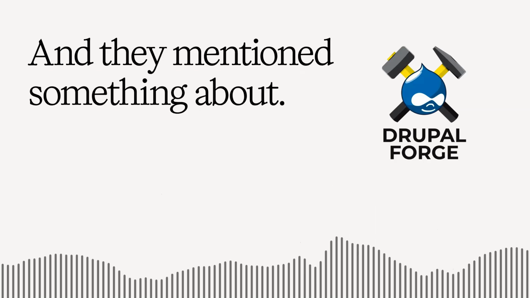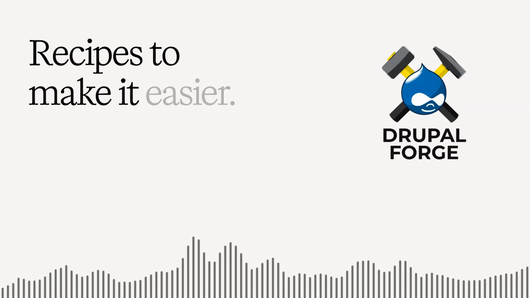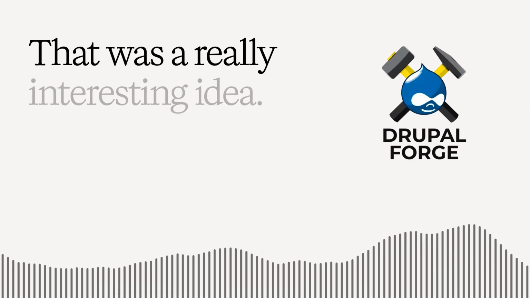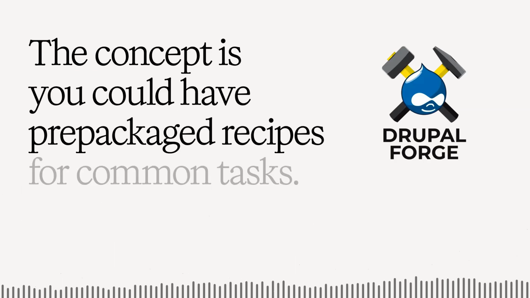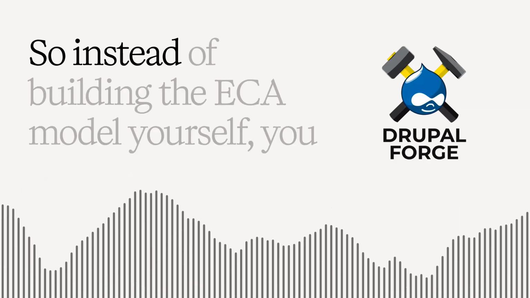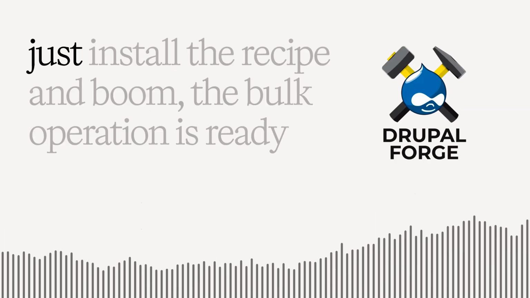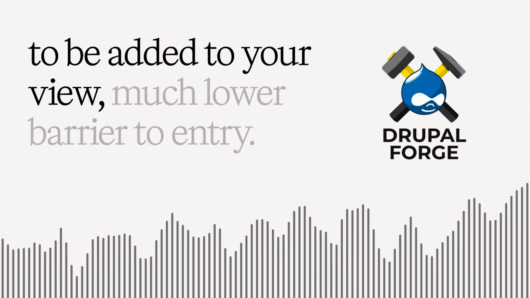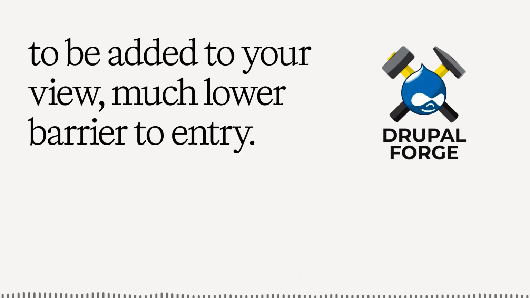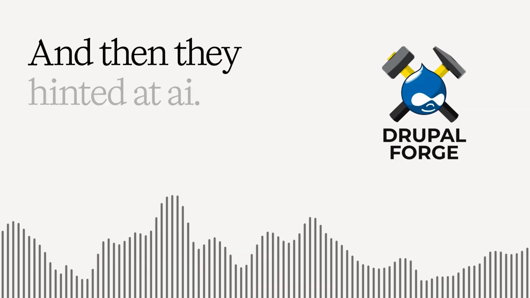And they mentioned something about recipes to make it easier. Yes, that was a really interesting idea. The concept is you could have prepackaged recipes for common tasks. So instead of building the ECA model yourself, you just install the recipe and boom, the bulk operation is ready to be added to your view. Much lower barrier to entry. That sounds genuinely useful. And then they hinted at AI.